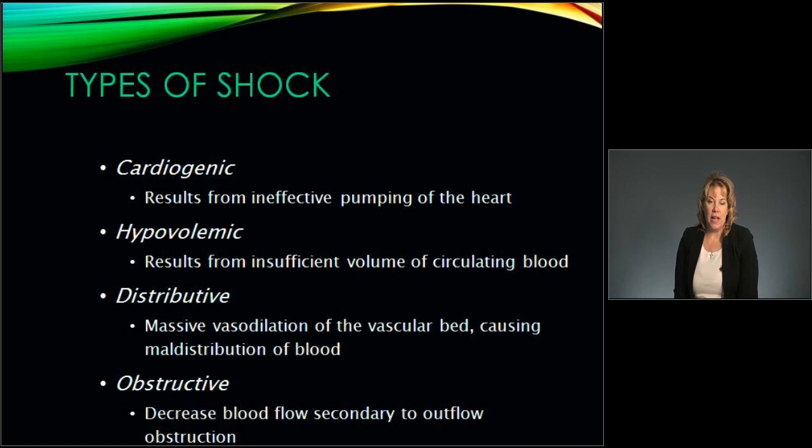With obstructive shock, then, I have a good pump, plenty of volume, nice tight vessels, but some sort of outward pressure is causing the heart to not pump effectively. So the heart's capable of pumping, but something is preventing it from being able to do that. Classic examples of that are a pericardial tamponade, or a tension pneumothorax, where the heart is being compressed and it's not able to function normally because of that increase in pressure.